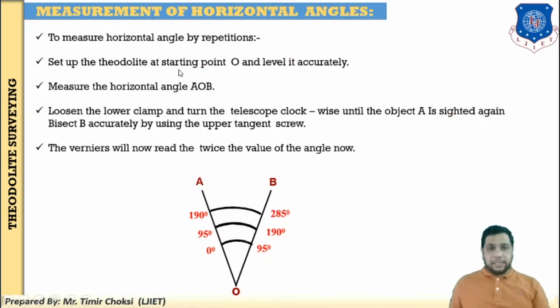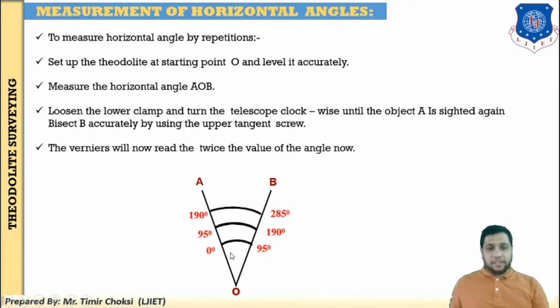First, to measure the horizontal angle by repetition. Step number 1, set up the theodolite at starting point O and level it accurately. Measure the horizontal angle AOB. I have already explained in the general method what the procedure is, which screws are tight and which are open, so here I will directly explain. Loosen the lower clamp and turn the telescope until object A is sighted, then bisect B accurately using the upper tangent screw.